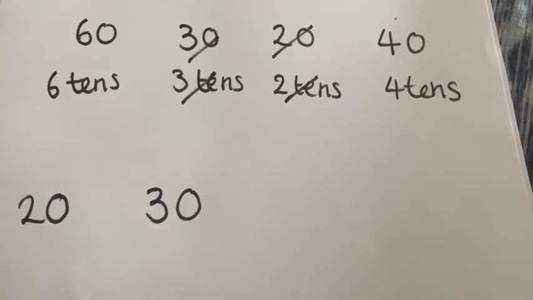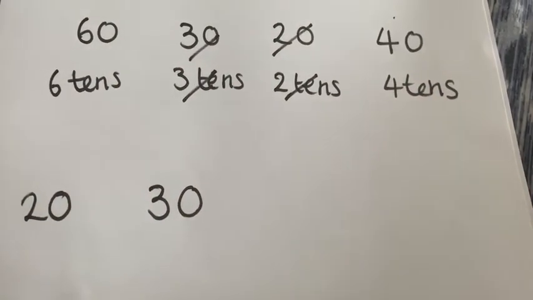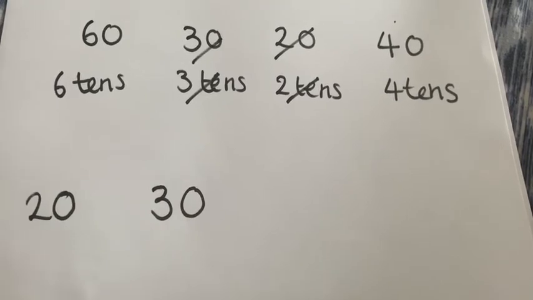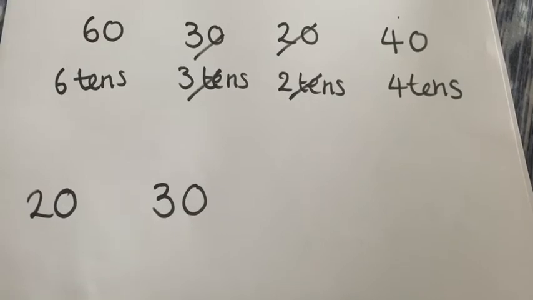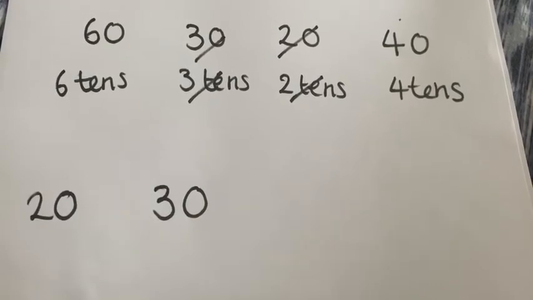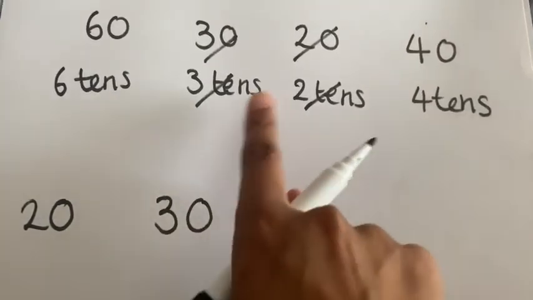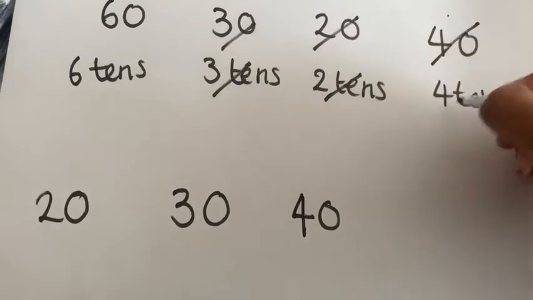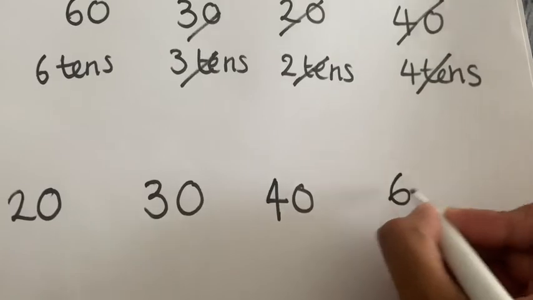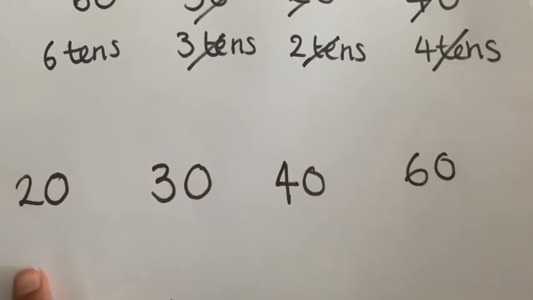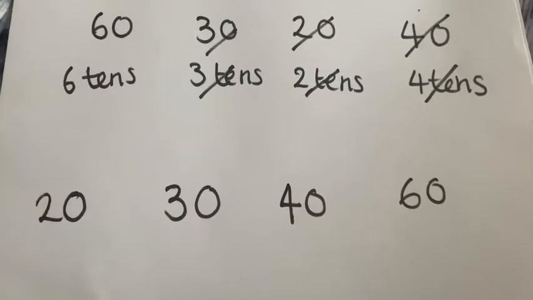Right, now have a go at filling in the last two. Where does 60 and 40 go? Which one's going to be next? Is it going to be 60 or is it going to be 40? That's right, it'll be 40 next. There's 4 tens. And the last one will be 6 tens. That's bigger than 4 tens. And 60 will go at the end. So go from smallest, 20, 30, 40 and 60 is the biggest number.